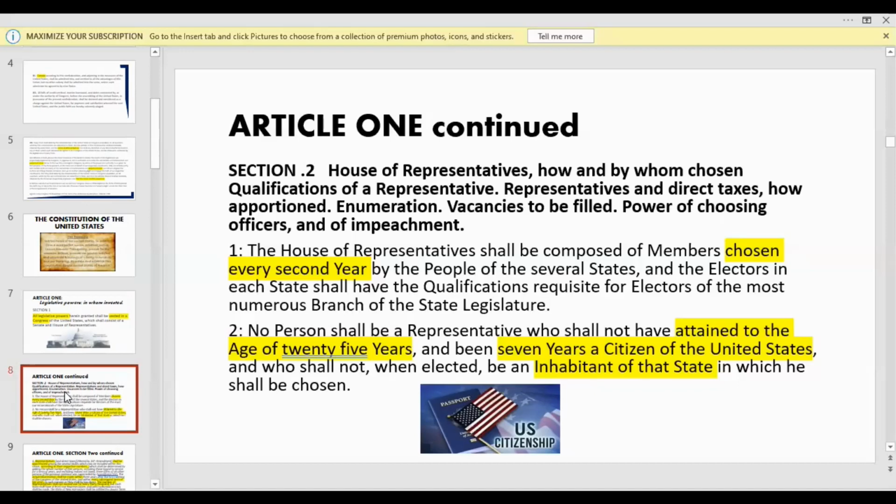Second thing, 7 years a citizen of the United States. You do not need to be a natural born citizen to be a member of Congress. You can be born anywhere. You do have to come to the United States and become a citizen through the naturalization process. And once you've done that for 7 years, you're eligible. So at the age of 18, you can move to America, become a citizen, and at the age of 25, you're okay to be a member of Congress, a member of the House of Representatives. So those are the restrictions on who can be a member of the House of Representatives.